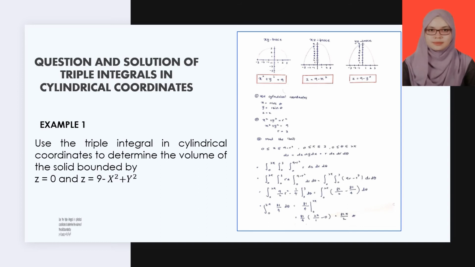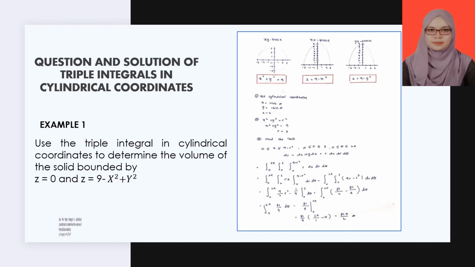For example 1, use the triple integral in cylindrical coordinates to determine the volume of the solid bounded by z equal to 0 and z equal to 9 minus x squared plus y squared. Firstly, we need to sketch the graph lines, which is the xy trace, x squared plus y squared equal to 9. After that, we need to sketch the xz trace, z equal to 9 minus x squared, and the yz trace, z equal to 9 minus y squared.